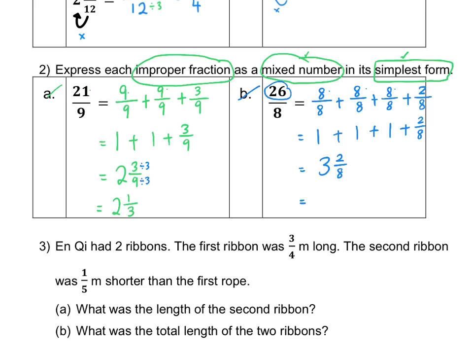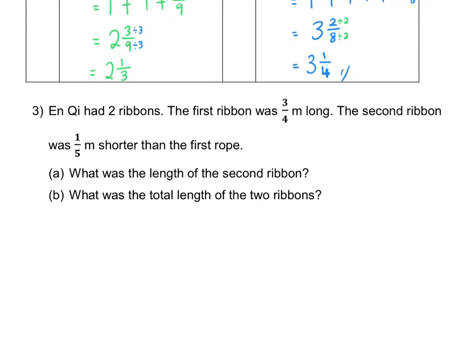2 and 8 can be divided by the same number. They can be divided by 2. So 3 wholes remain. 2 divided by 2 is 1. 8 divided by 2 is 4. Can 1 and 4 still be divided by the same number? No, this is the simplest form. So 3 wholes 1/4 is the answer to part B.